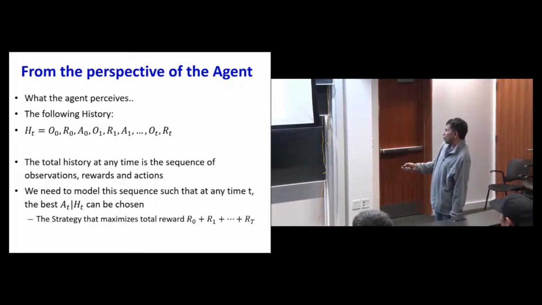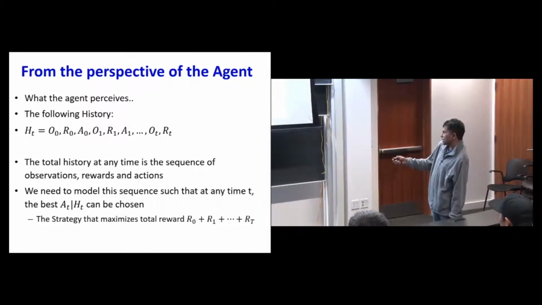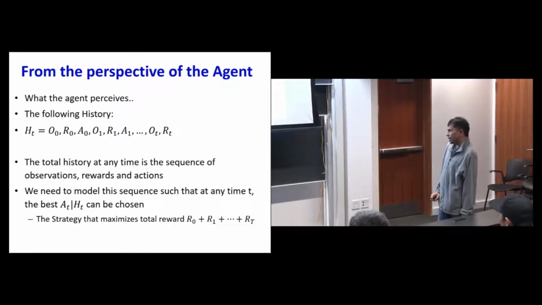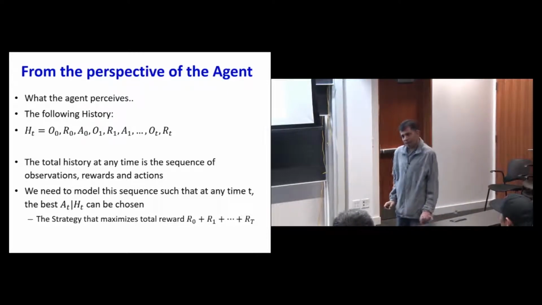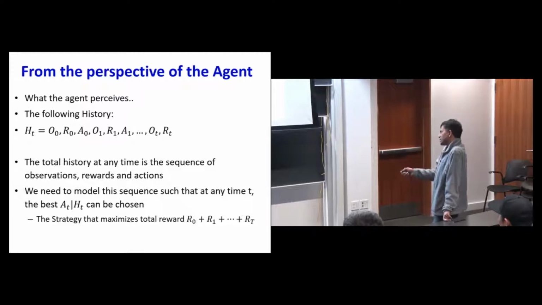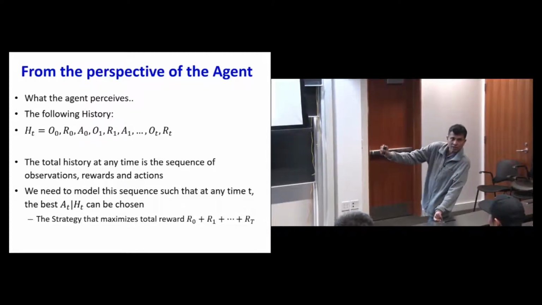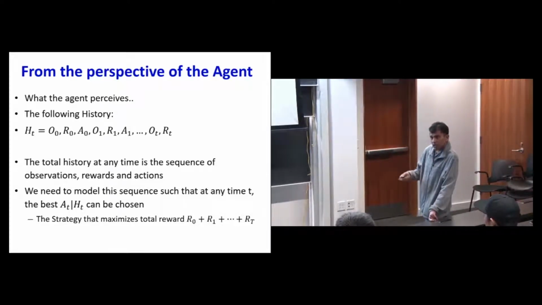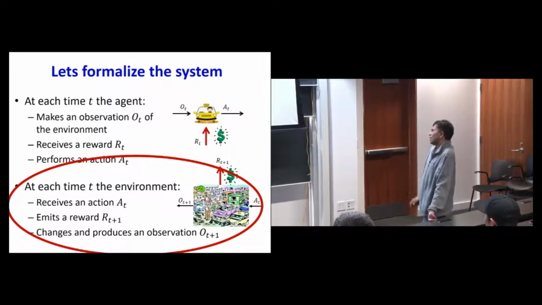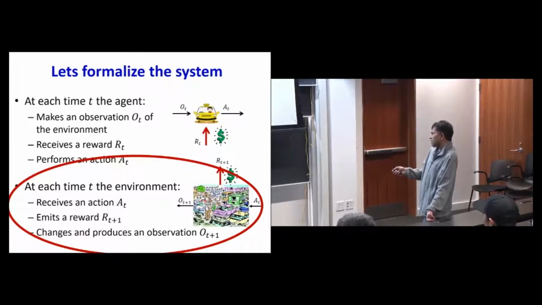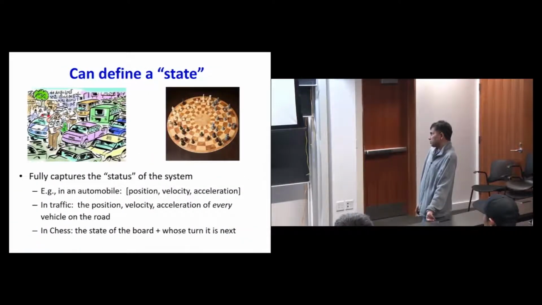And we need to be able to model this history, HT. We need to be able to model this sequence, the history at any time t, such that based on it, you can choose the best action, and the choice of the best action is the one that tries to maximize the total reward across all time, assuming you're getting a reward at each time. Now, from the environment's perspective, the environment receives an action, emits a reward, and changes and produces a new observation.